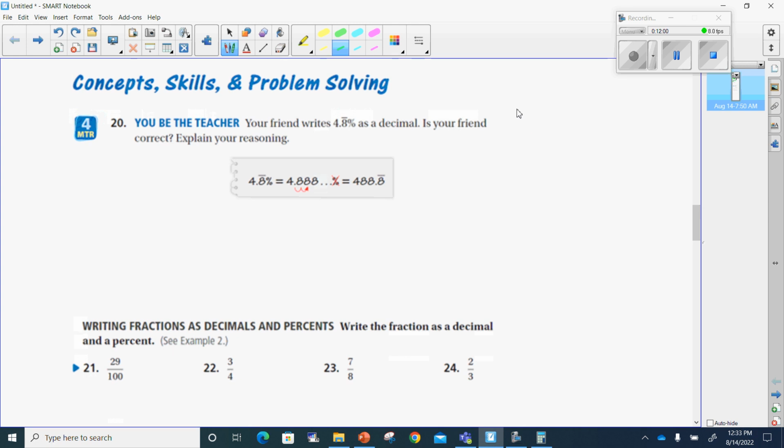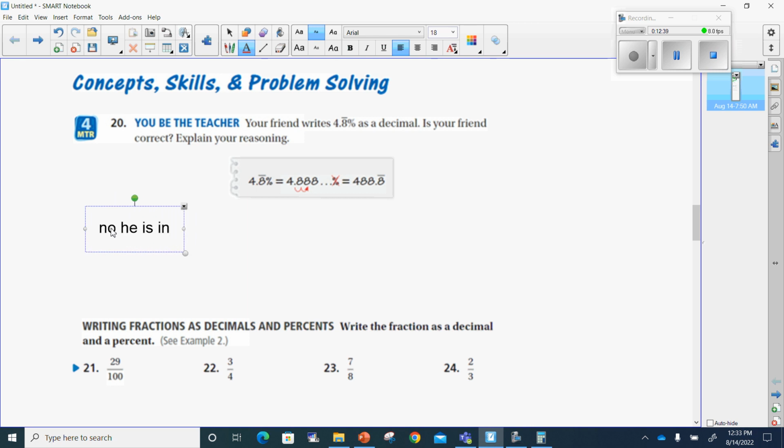Next, concept skills and problem solving. Your friend writes 4.8% as a decimal. Is your friend correct? Well, he wrote this over here, and it looks like he moved the decimal space 2 to the right. But when it's a percent, you should be moving that decimal space 2 in the other direction. So no, he's not right. Uh-oh, sorry about that. Just type this in. No, he is incorrect.